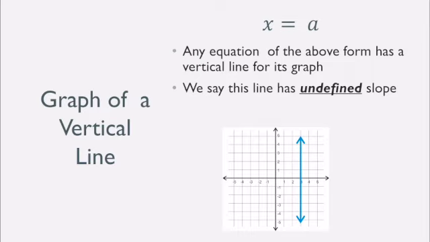But when I have a graph of a vertical line, right, its equation is going to have the form x equals a, where a is a real number, because remember we're working on the real number line. And we say it's got undefined slope because in order to calculate it, we had to divide by 0. So this, for example, right here, this is the line x equals 3.